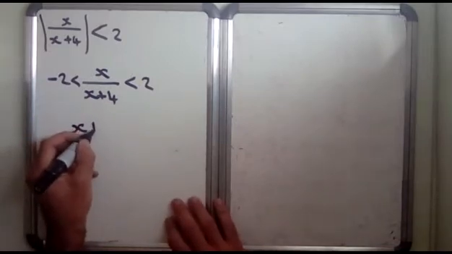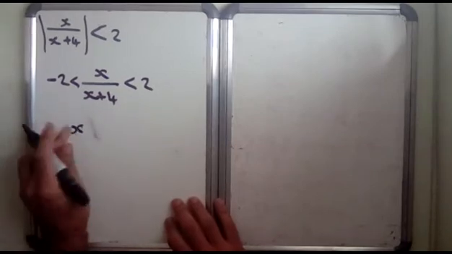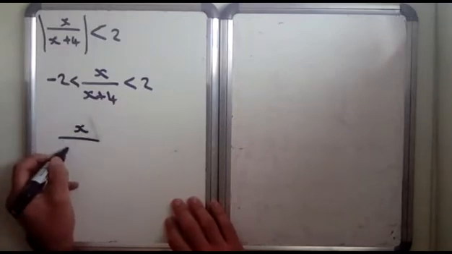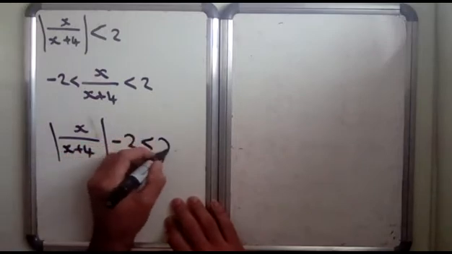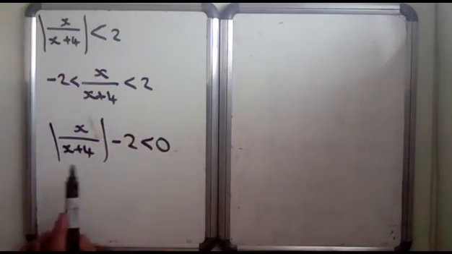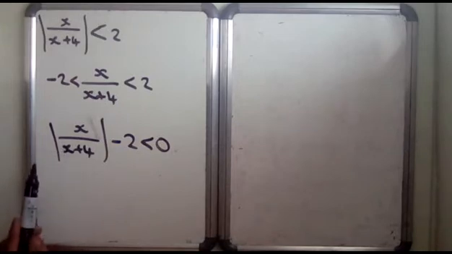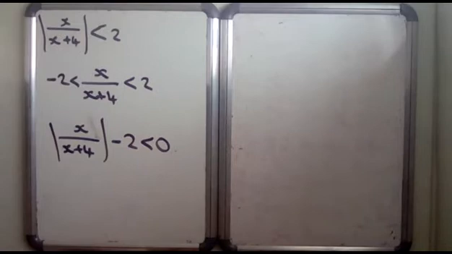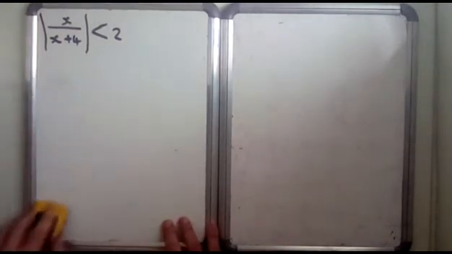A second approach might be to move the 2 over, so you'd get the absolute value of x over x plus 4, minus 2, is less than 0, and then you could try to sketch a graph of this, or consider other things. I think if you can use quadratic inequalities here, it's so much easier, and that is what I'm going to do. It will work, and there's no issue.